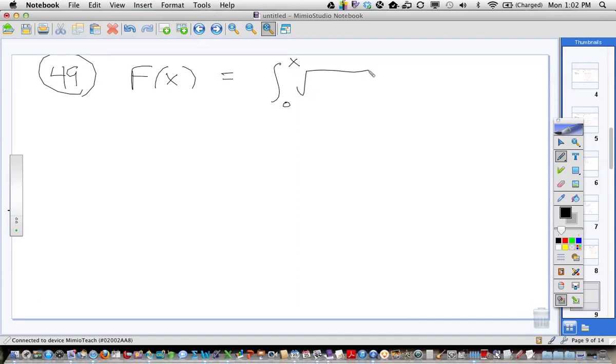What was it? Square root of, what was the problem? 1 plus t squared dt. They wanted you to find the derivative with respect to x, big F of x squared.